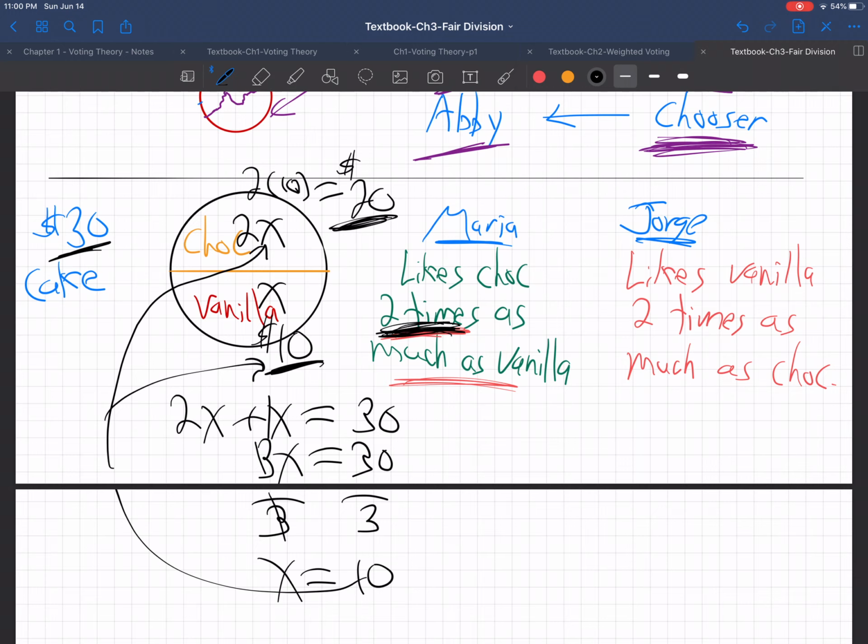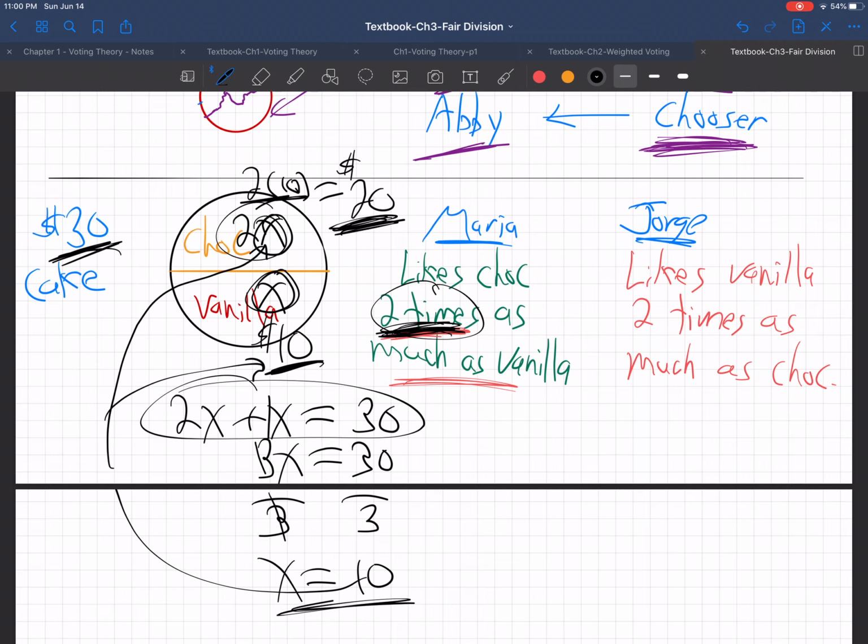She likes the chocolate twice as much and the whole cake is worth 30 bucks. See how that math worked? I took the 2x and the x, that's because of the twice for chocolate. Added it up to be $30 total price, solved for x. X is 10, plugged in 10 here, plugged in 10 there. 2 times 10 is 20. So to Maria, the chocolate half is worth $20 and the vanilla half is only worth $10. It's vice versa to Jorge, of course, but we're just talking about Maria right now.